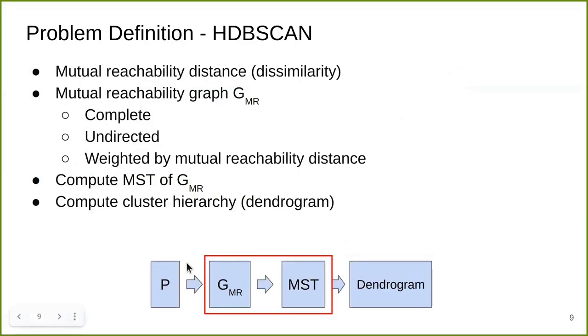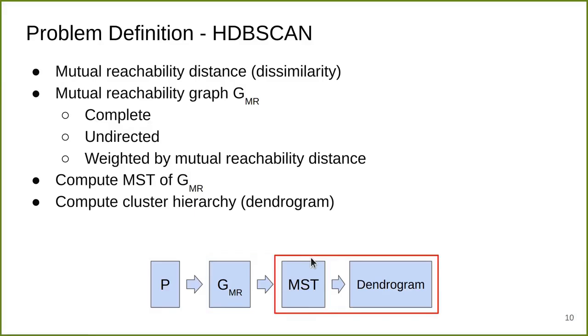Okay, so now we know the dissimilarity measure between any pair of objects. We can construct a graph which is complete and undirected. And after that, we can compute the MST of this graph. With the MST, we further compute a dendrogram, which is a cluster hierarchy. So now I'm going to zoom into this part, which is computing a dendrogram from the MST. Specifically, I'm going to go through a serial algorithm that does this, and also why this dendrogram is so useful.